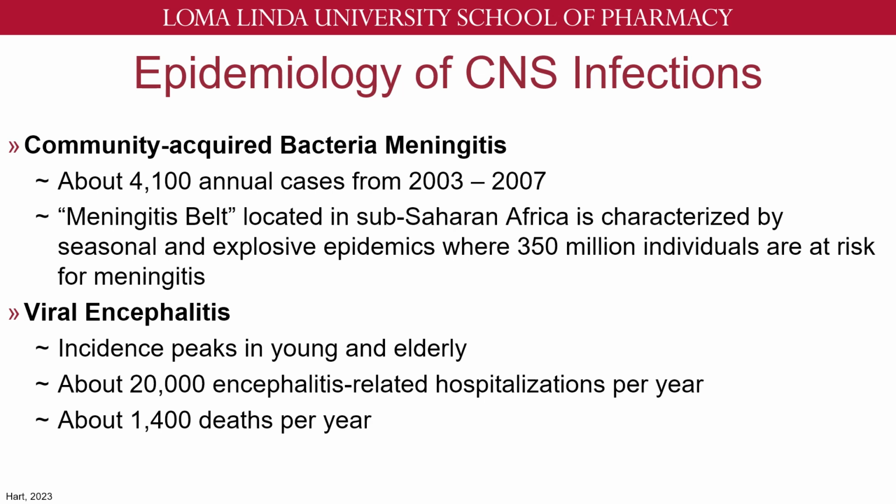And then interestingly enough, there is something called the meningitis belt, which is located in sub-Saharan Africa, and that's characterized by seasonal and explosive epidemics where 350 million individuals become at risk for meningitis. There's also viral encephalitis, so looking at a more viral pathogen rather than bacterial, and we see its incidence peak with young and elderly patients. That will be important later in the lecture. And we normally see about 20,000 encephalitis-related hospitalizations per year, and it can cause about 1,400 deaths per year.